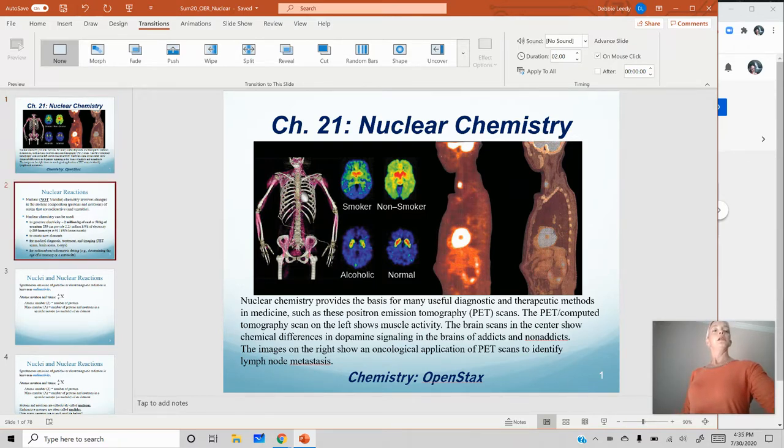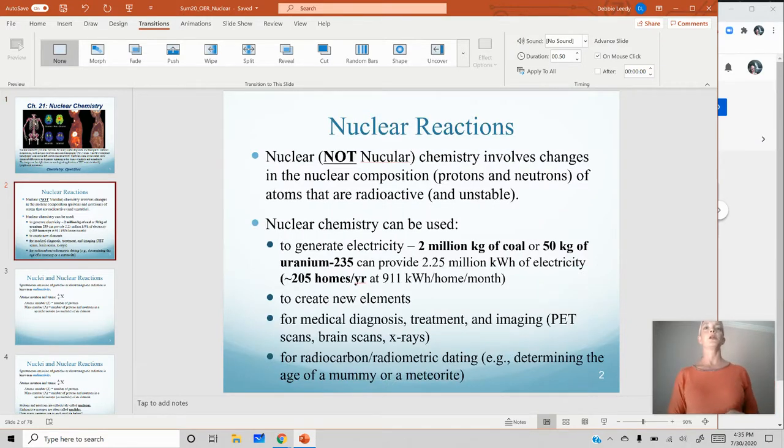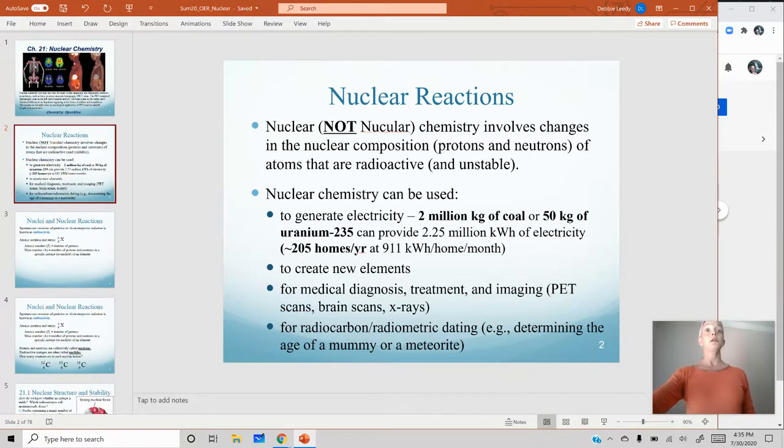To begin, it is very important to make sure we're pronouncing this chapter correctly. It is nuclear chemistry and nuclear reactions, not "nucular." One of my biggest pet peeves in life is the mispronunciation of this word. So please make sure that you are saying it correctly, especially if you're ever speaking to me through a video chat or in person. Nuclear chemistry.